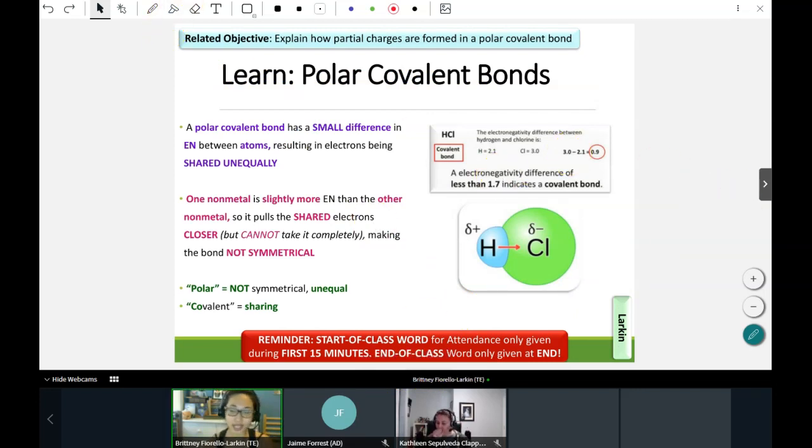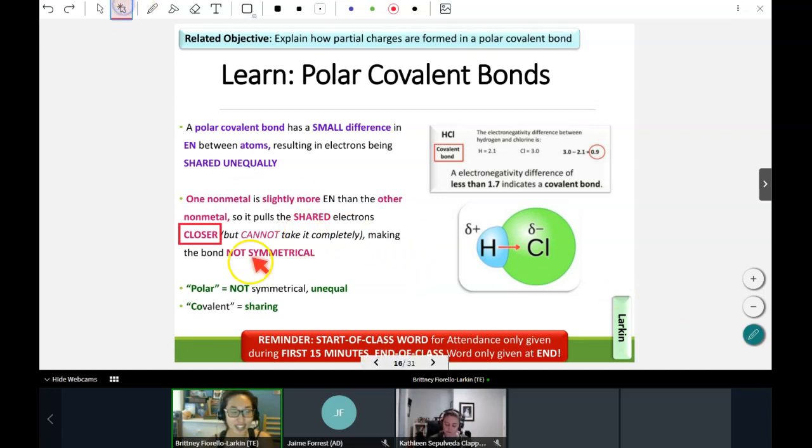Okay, so this one is easy peasy. Again, we already discussed it. A polar covalent bond has a small difference in electronegativity. We end up sharing unequally. So one nonmetal is slightly more electronegative than the other. It's going to pull those shared electrons a little bit closer to it, but it cannot completely take them. Again, it's like a tug of war, but a bad one where one person's winning but never wins completely. That's like your worst nightmare with a tug of war, right?